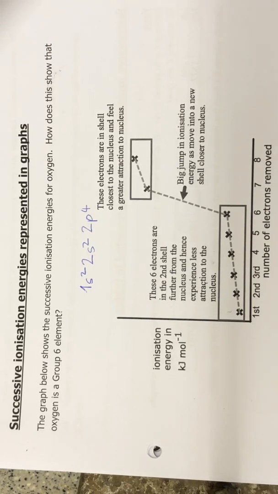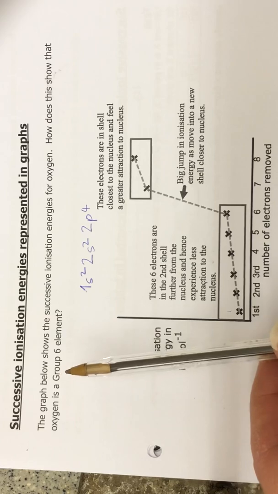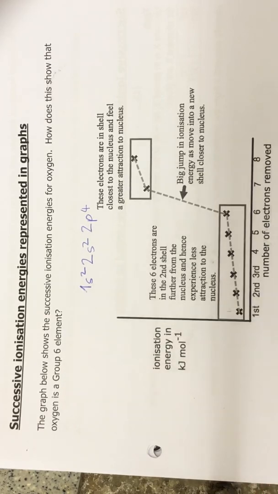In this video we're going to look at how successive ionisation energies give evidence that electrons are within shells. Okay, so here's a graph for oxygen. The question has been posed: how does this graph show that oxygen is a group 6 element?